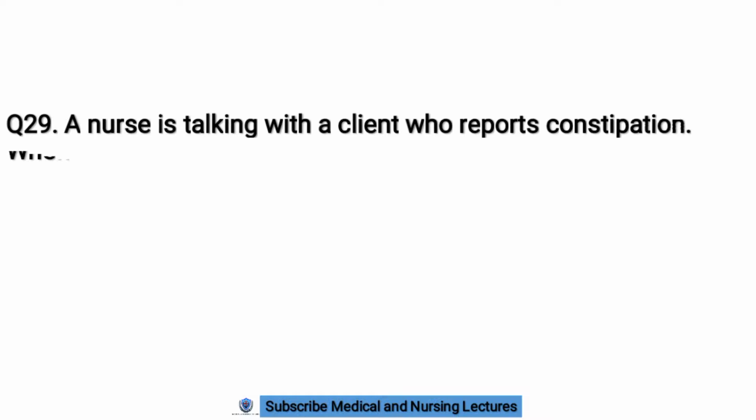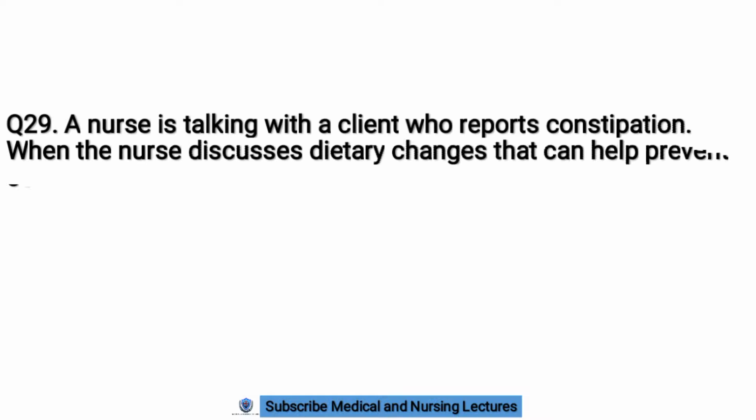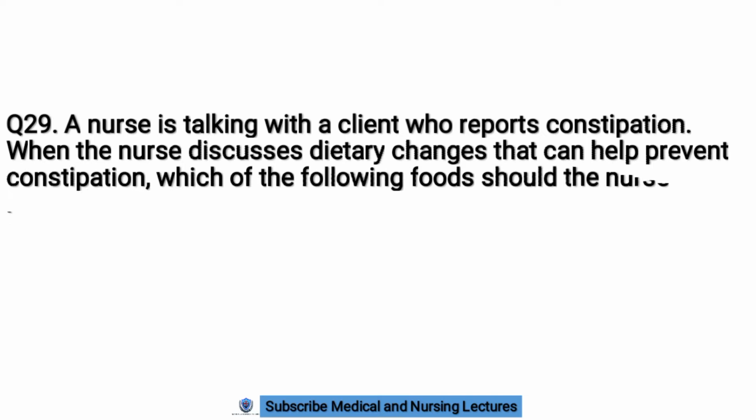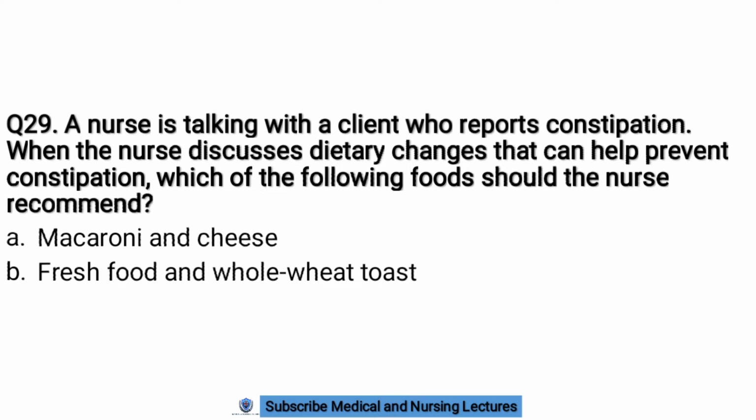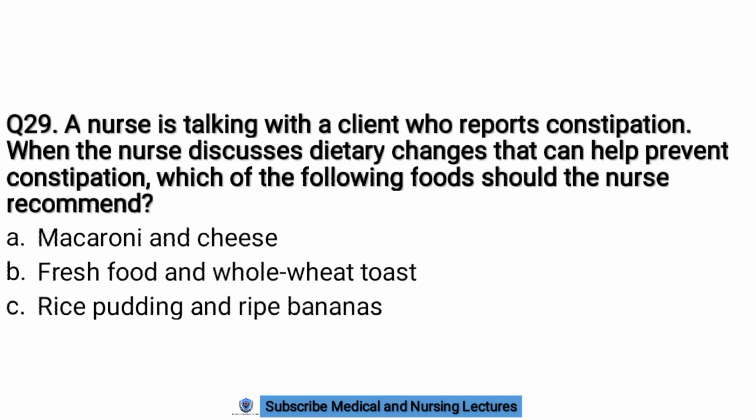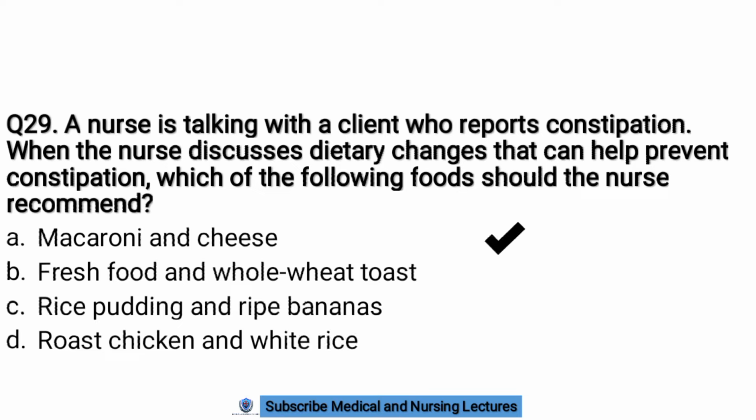Question number 29. A nurse is talking with a client who reports constipation. When the nurse discusses dietary changes that can help prevent constipation, which of the following foods should the nurse recommend? Macaroni and cheese, fresh food and whole wheat toast, rice pudding and ripe banana, roast chicken and white rice. Option B is the correct option. Fresh food and whole wheat toast should be recommended by the nurse, which relieves constipation.